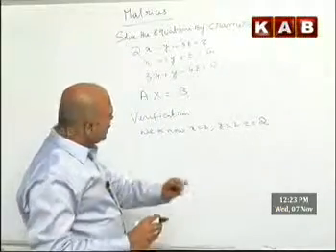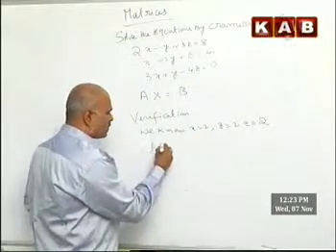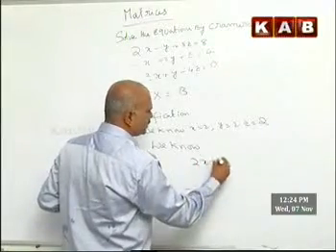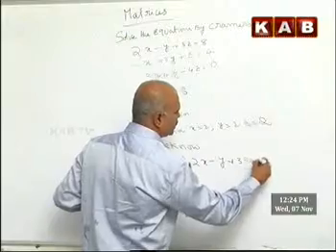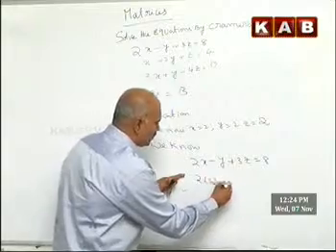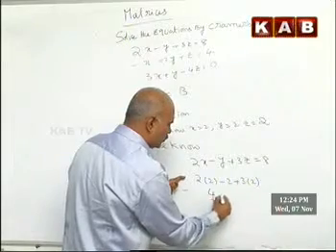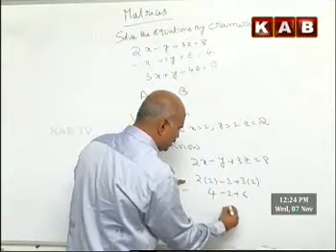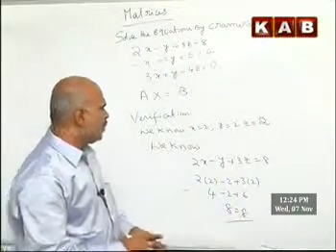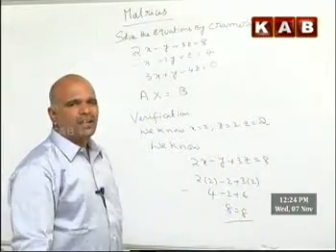Substitute these values in any one of the given equations. We know the first equation is 2x minus y plus 3z is equal to 8. Here I would like to substitute these values: 2 into 2 minus 2 plus 3 into 2. So this is 4 minus 2 plus 6, this will be 8. 8 is equal to 8, this balances. So that's why these are the right solutions.